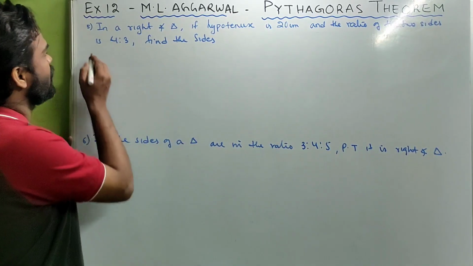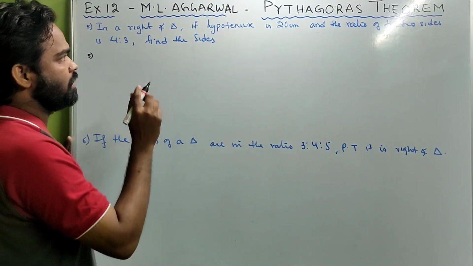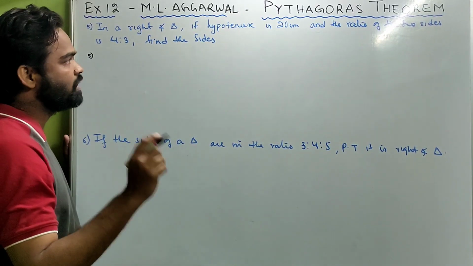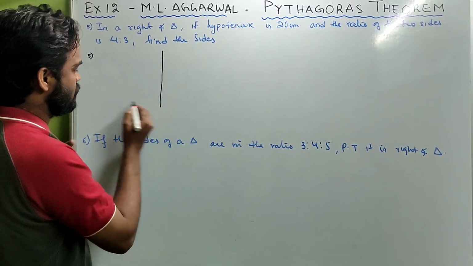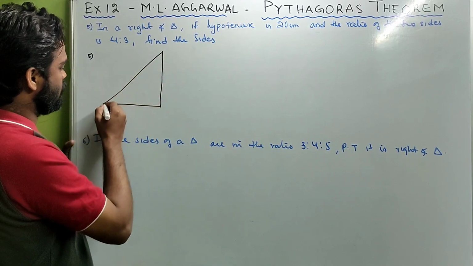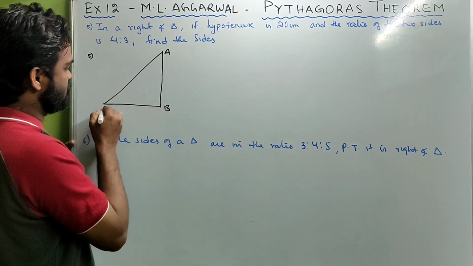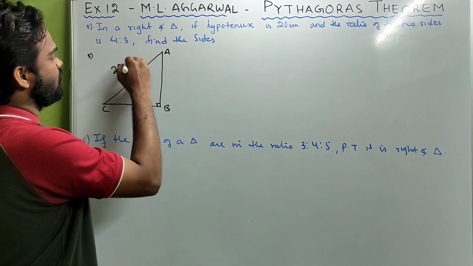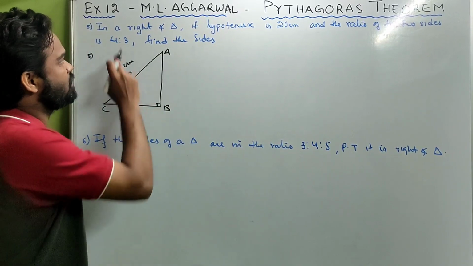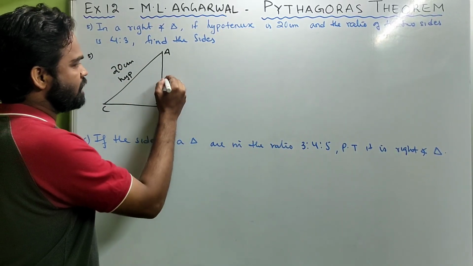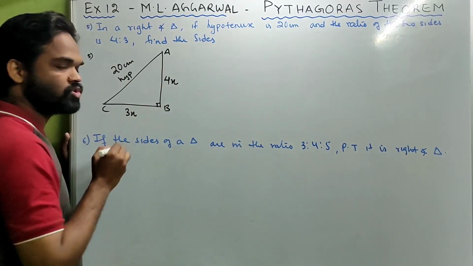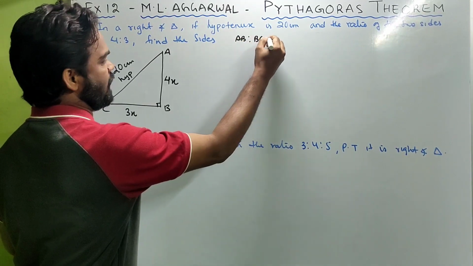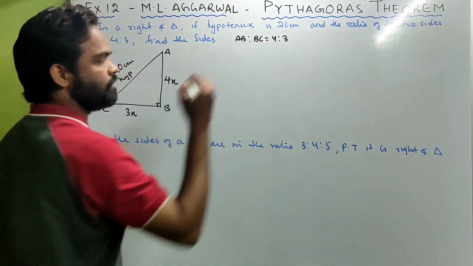Now look at number 5. In a right angle triangle, if hypotenuse is 20 centimeter and the ratio of two sides is 4:3, find the sides. I'll draw the diagram. Suppose this is my right angle triangle ABC. This is 90 degree. This is the hypotenuse, which is given as 20 centimeter. And the ratio of the two sides is given as 4:3, which means I can take this as 4x. I can take this as 3x, where x is a common factor. AB is to BC, the two sides. Ratio is given as 4:3.